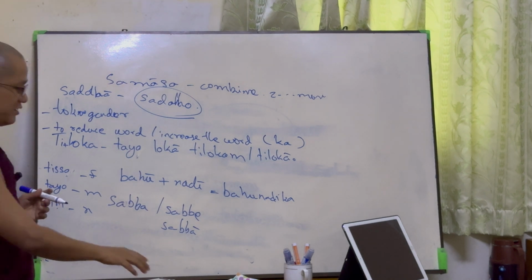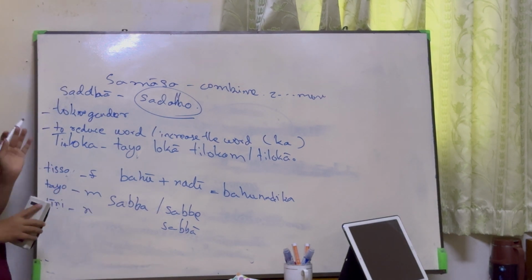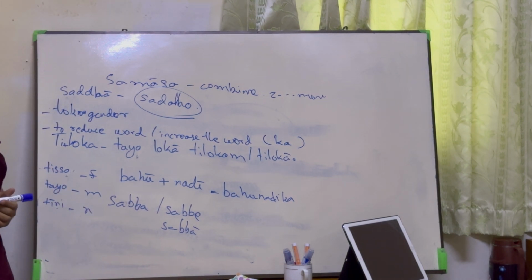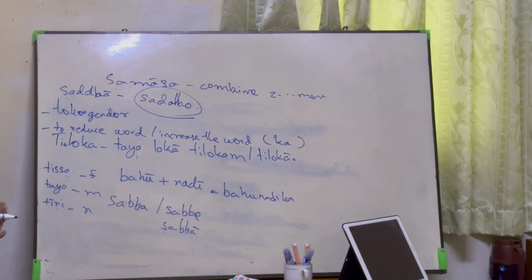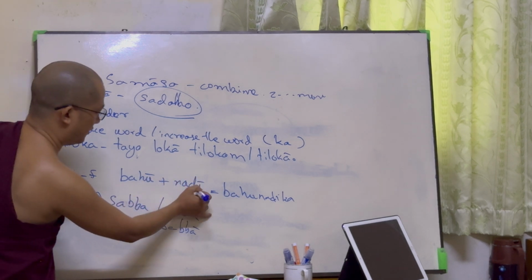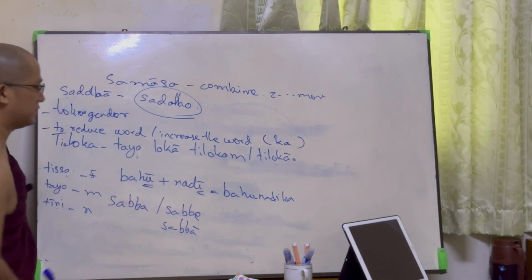Okay, this is the Samāsa. Bahu plus nadī: the long vowel changes and becomes the short vowel, right? This also changes into the short, Bahunadika. And when we add nadī, we insert one ka, that means the long vowel becomes the short vowel. Yes, this also changes to the short.